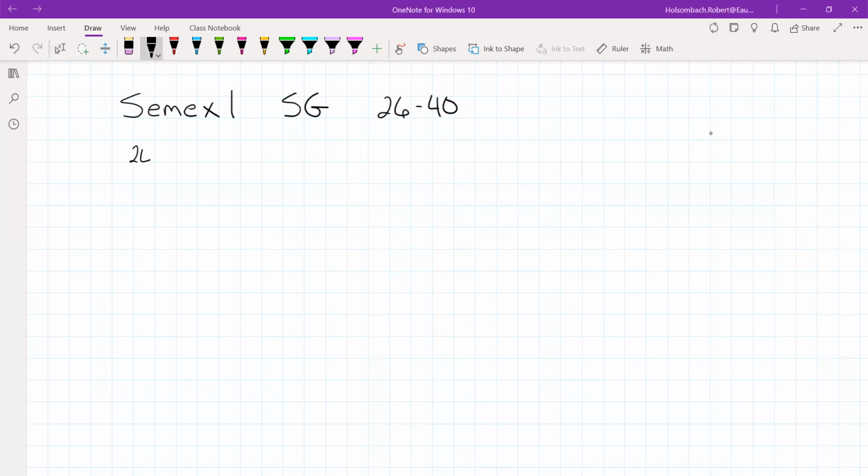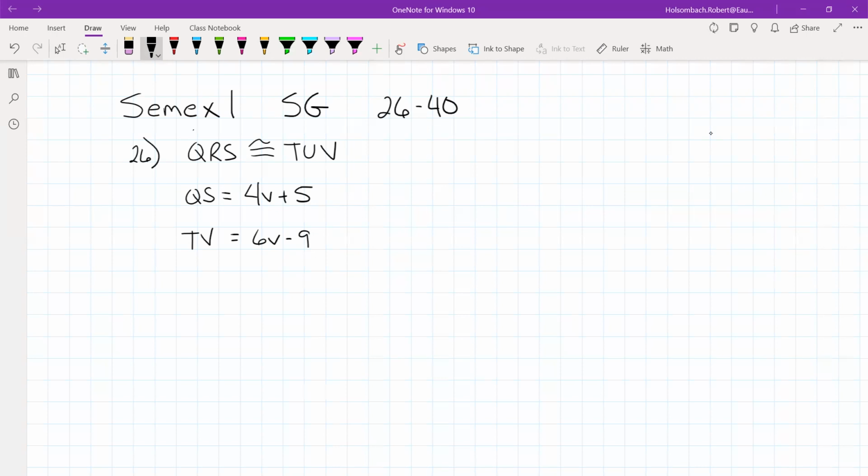So number 26, you're told QRS is congruent to TUV. That QS is 4x plus 5, and that TV is equal to 6x minus 9. And you need to find the length of each, okay?